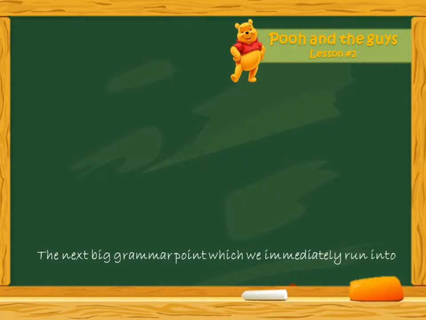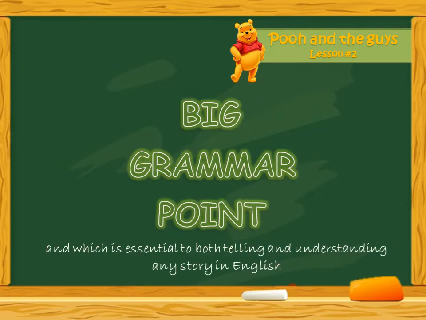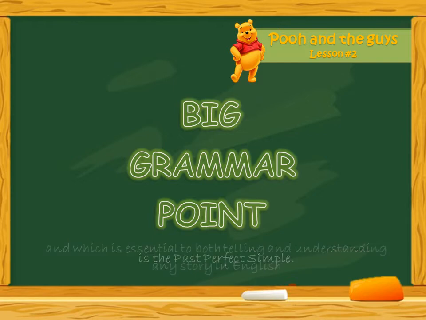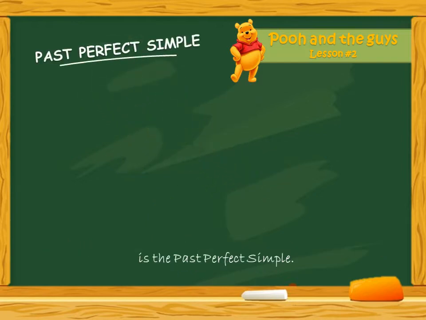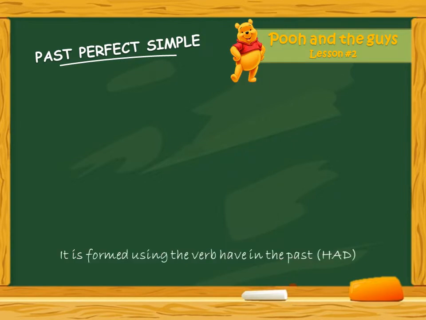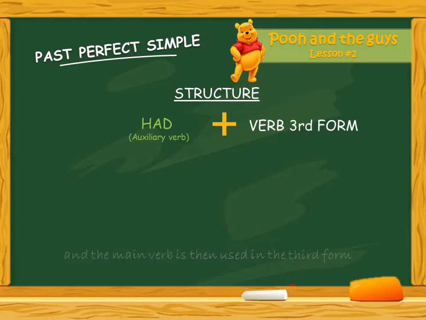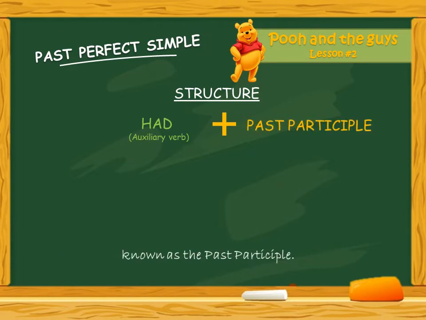The next big grammar point which we immediately run into and which is essential to both telling and understanding any story in English is the past perfect simple. What? It is another hugely important narrative tense. It is formed using the verb have in the past, had, as the auxiliary verb, and the main verb is then used in the third form as the past participle.